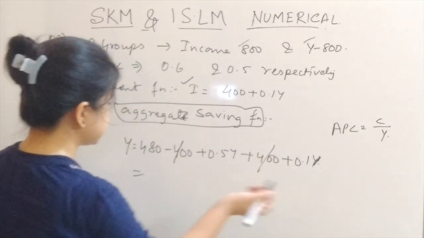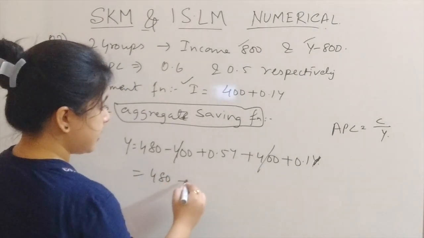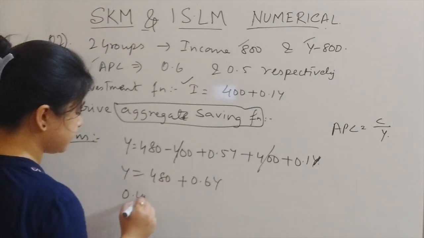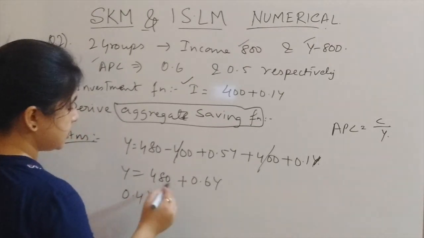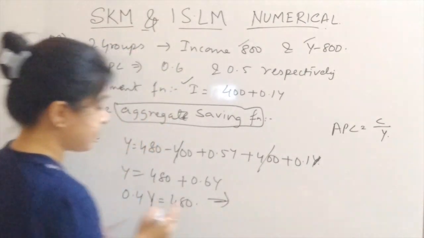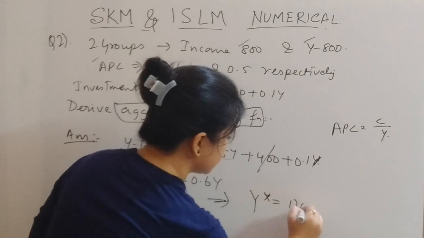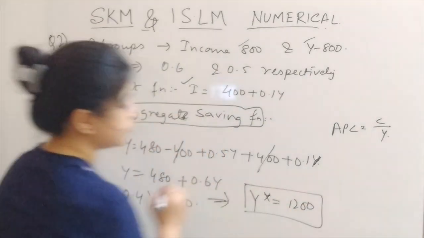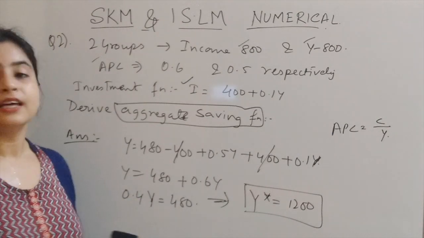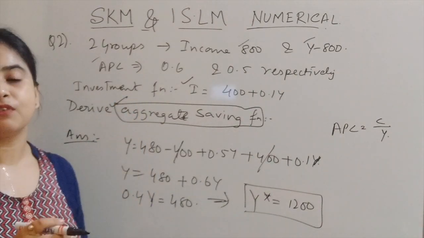Okay, so this 400 is getting cancelled out and we have this 480 plus 0.6Y, right? So if I simplify it, after solving the value of Y from this equation, we get Y star equal to 1200. Okay, now the question doesn't end here. The question wants the aggregate saving function.